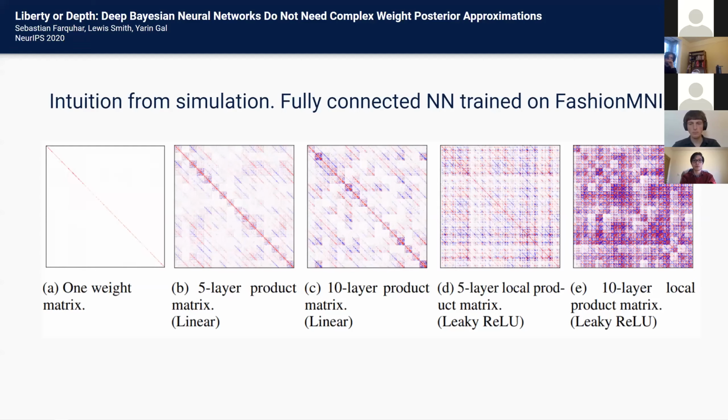So it's clear that this isn't representing some sort of full and free covariance function, but there's some interesting, rich, complicated behavior, and that exists whether you're looking at the linear case or at these local product matrices.